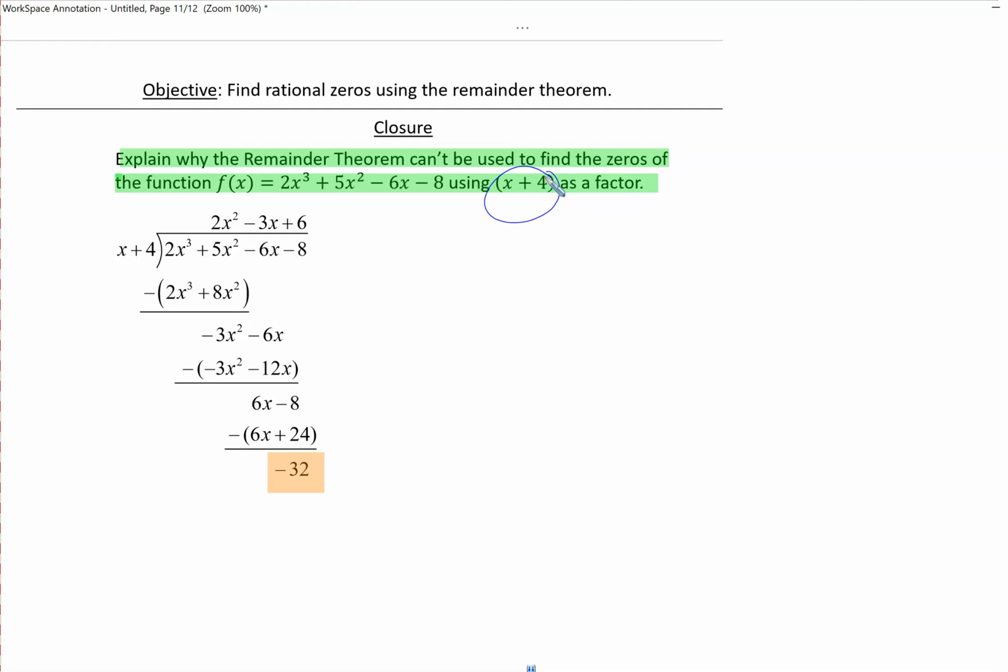So that's another thing too. You have to be real sure that what you're dividing by is a factor of your function. Otherwise, you will not get a remainder of 0, and you can't then find your other zeros this way. So we have to make sure that we're using a correct factor here for our remainder to be a 0.